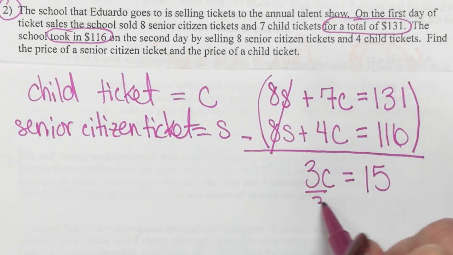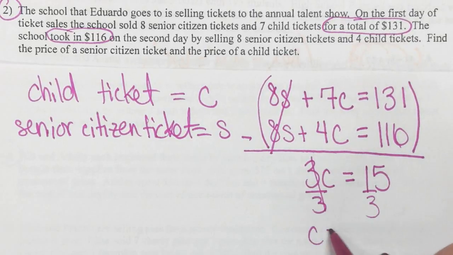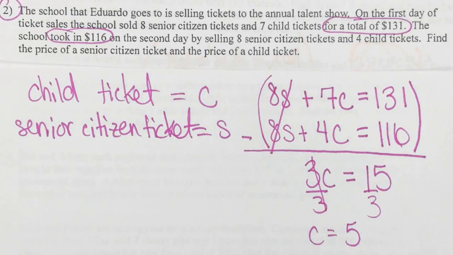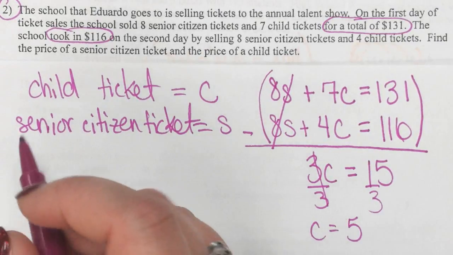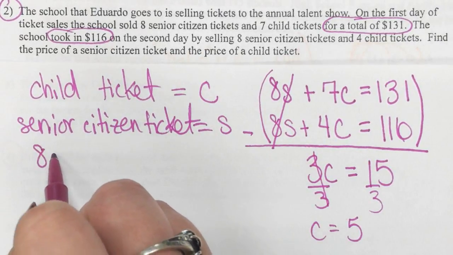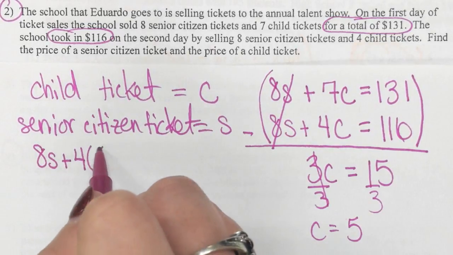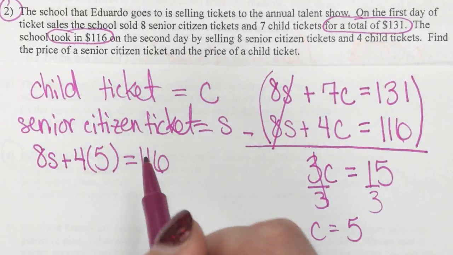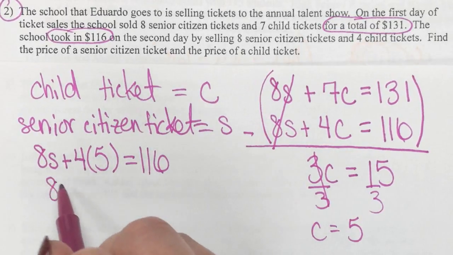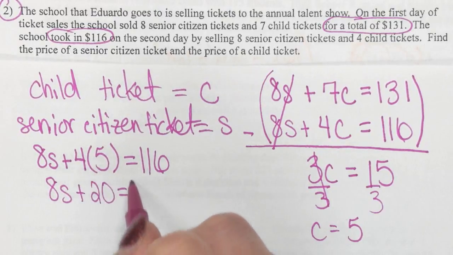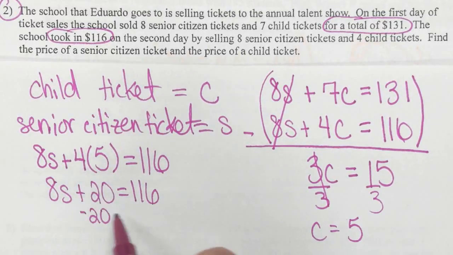And then you divide by 3, and what do you get? So C equals 5. What does that mean in my problem? That's the price of a child ticket. There you go. All right, so then you got to plug it back in to find the price of a senior citizen ticket. Which one do you want to plug it back into? Doesn't matter. Let's do the bottom one. The bottom one's smaller. So 8S plus 4 times 5 is equal to 116. And then you just multiply. You subtract.